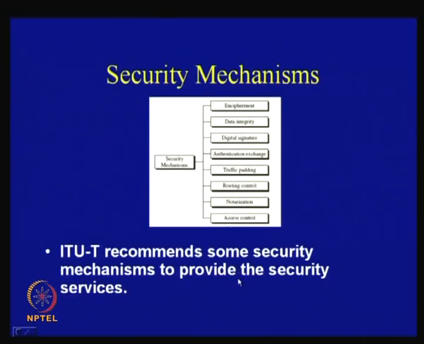To obtain these security services or security goals, ITU-T recommends some security mechanisms, and so we have to consider the various mechanisms. The mechanisms are as follows: encipherment, data integrity, digital signature, authentication exchange, traffic padding, routing control, notarization, and access control. These are the various mechanisms through which these services are supposed to be provided to the user. We shall consider each of these mechanisms one by one.